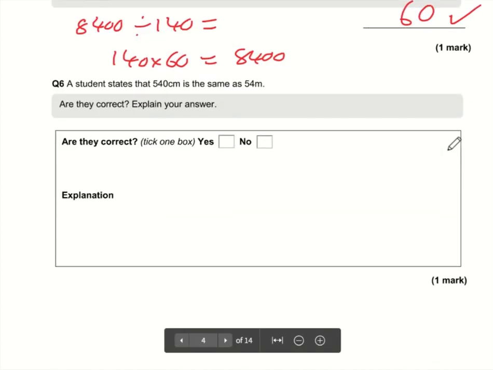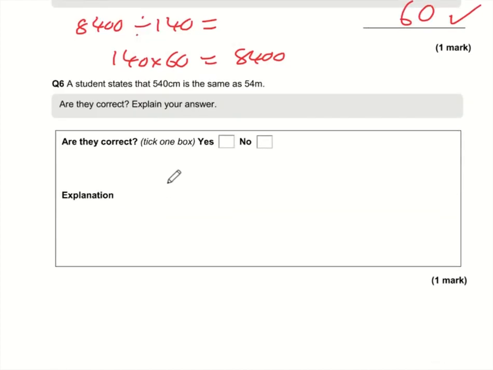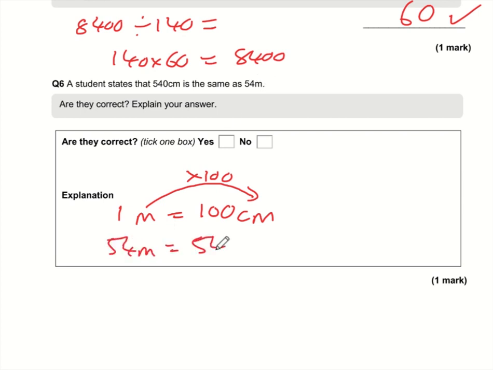A student states that 540 centimetres is the same as 54 metres. Okay, well we know that 1 metre equals 100 centimetres, so when we're changing metres to centimetres we are multiplying by 100. So 54 metres is 54 times by 100, which is 5,400 centimetres, and 5,400 is not the same as 540, so are they correct? No.